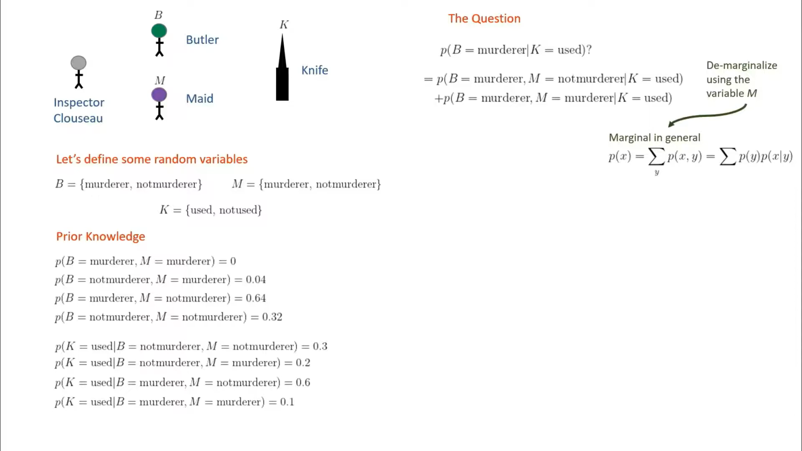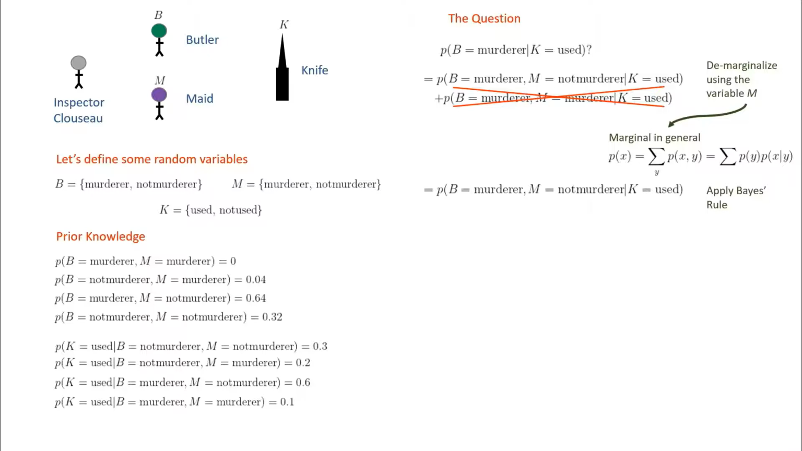So the maid can take two values, either not murderer or murderer, and we've included these two joint probabilities. But we do know from the left-hand side that the joint probability of being both a murderer for the butler and for the maid is 0. So we can take this bit out, and we are left with only this. Our original question has boiled down to: what's the probability of the butler being the murderer and the maid being not murderer, given we know the knife is used?